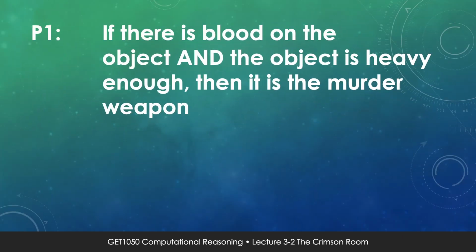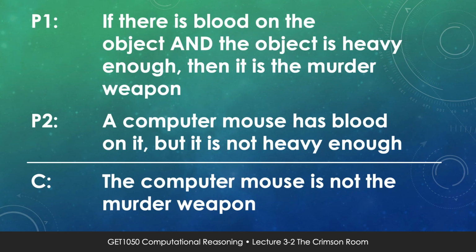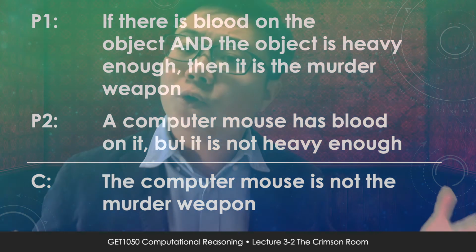Now, to complete our justification, we'll use premise 2 to discuss the features of the object that we are screening. So it'll go something like this. Premise 1: if there is blood on the object and the object is heavy enough, then it is the murder weapon. Premise 2: a computer mouse has blood on it, but it is not heavy enough. Therefore, conclusion: the computer mouse is not the murder weapon. And we can do this for all the other items on the list.